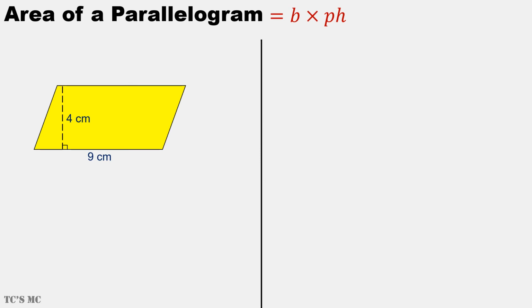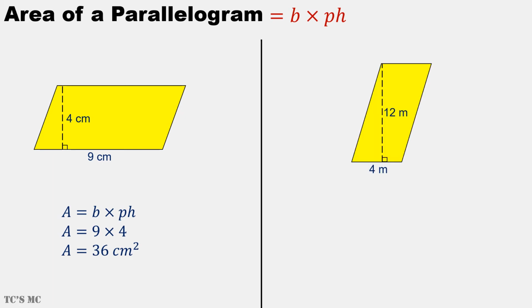When working out the area, I can use the formula B times PH. So in this example, again, always write out the formula. Area equals B times PH, or base times perpendicular height. My base is 9 and my perpendicular height is 4. That gets me 36 centimetres squared.